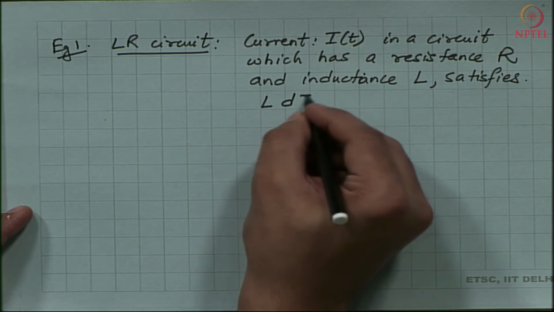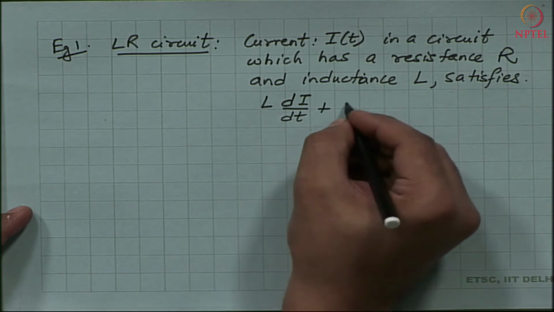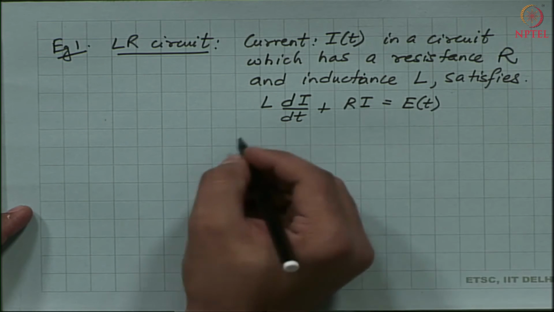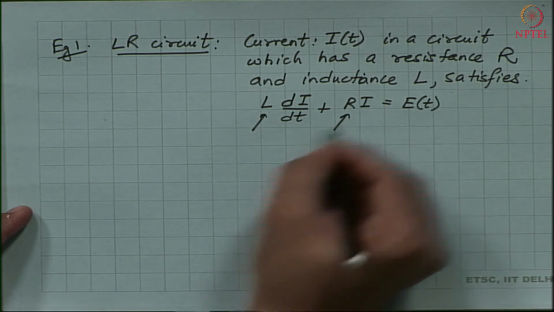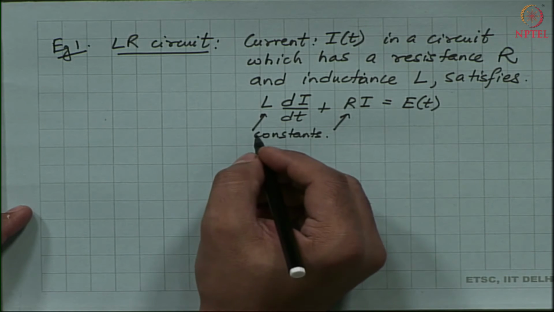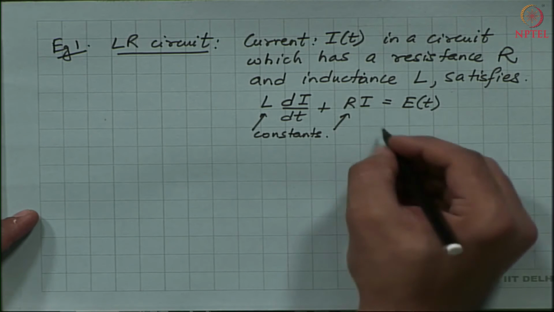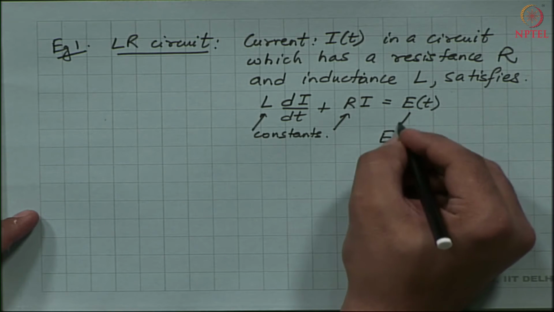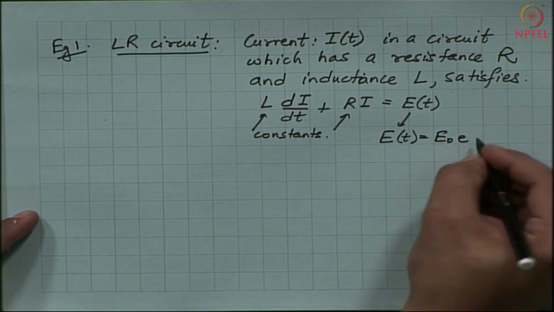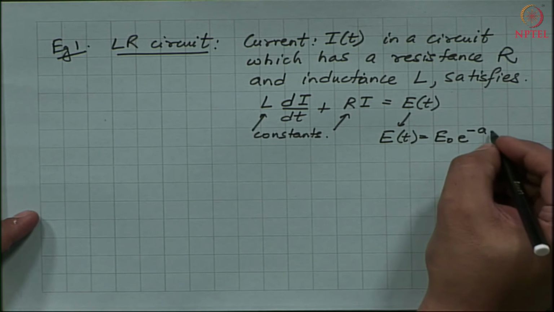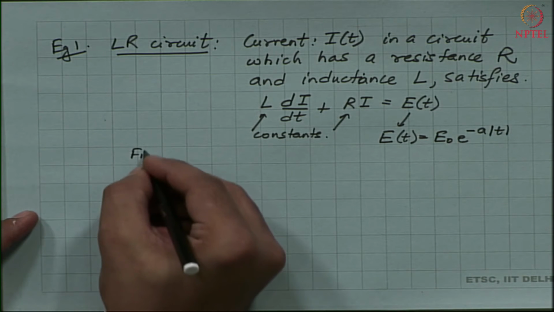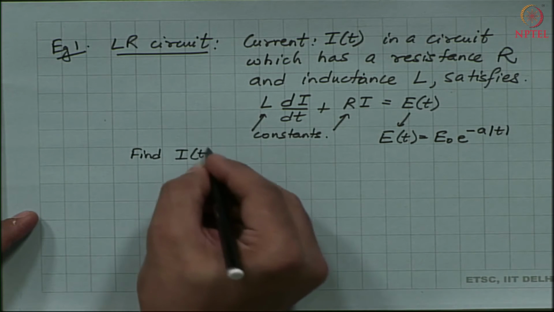which is given by L dI/dt plus R I is equal to some function, let us say E(t). So, I am going to take my L and my R as constants to begin with. Okay, so, for the time being, let us take my forcing function E of t to be of the following simple form. So, this is E naught e to the power negative a mod t. So, this question says find I of t.